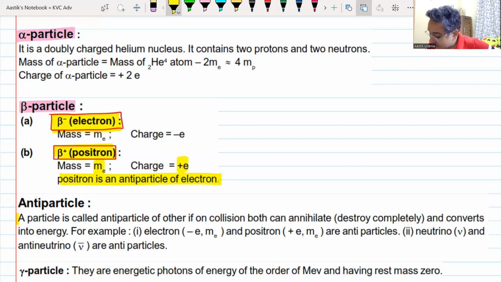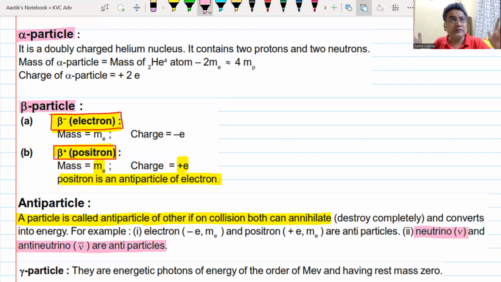What is an antiparticle? These days we are searching for antimatter also, which is similar to antiparticles. A particle is called an antiparticle of another if on collision they both annihilate. When I say annihilate, they finish each other, and what is left is pure energy. Two particles collide, everything finishes, and the only thing left is energy. Those particles are known as antiparticles. Electron and positron are antiparticles. The other antiparticles that we will come across are neutrino and antineutrino. We'll come to that. When they collide, what is left is pure energy.